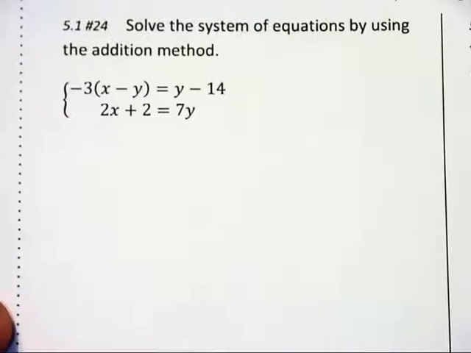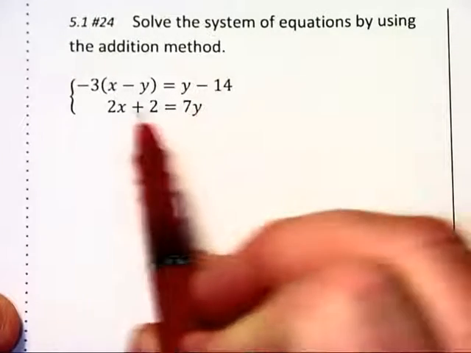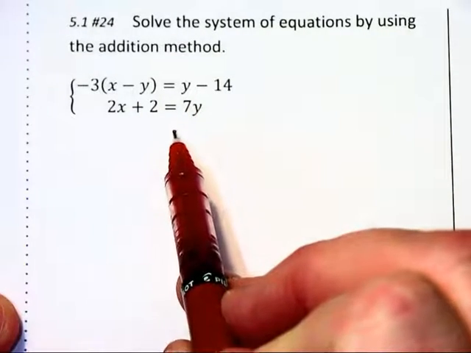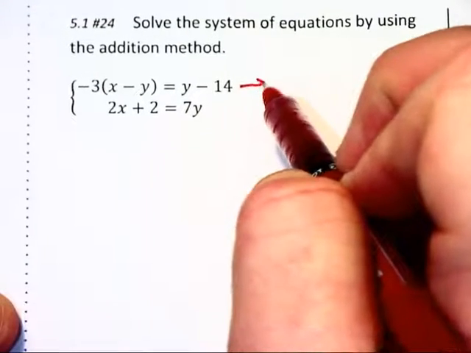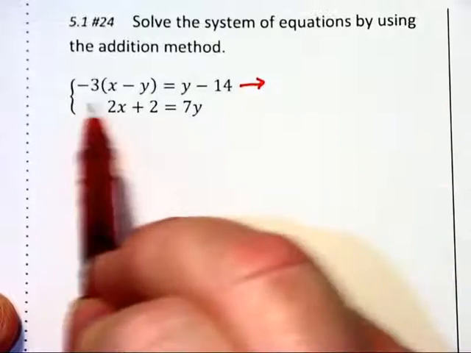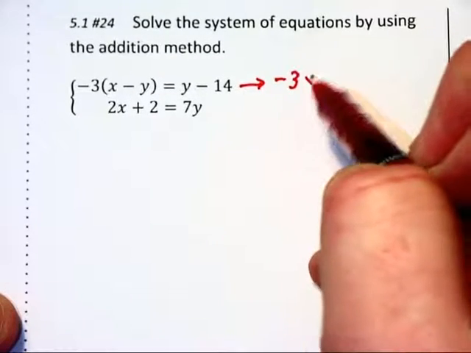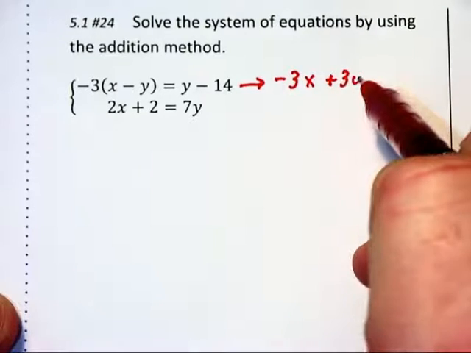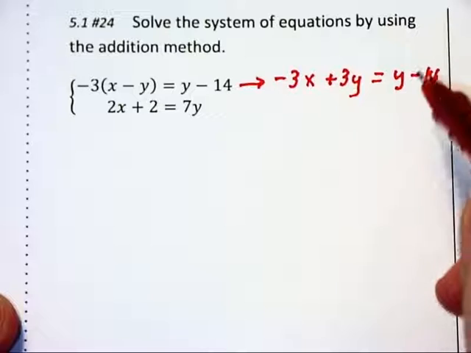This time we're being asked to use the addition method, also known as the elimination method, to solve this system. However, the equations are not cleaned up the way we'd like them. So let's put these into a nice, neat, standard form. For this first equation, let's distribute on the left. This will give us negative 3x plus 3y is equal to y minus 14.